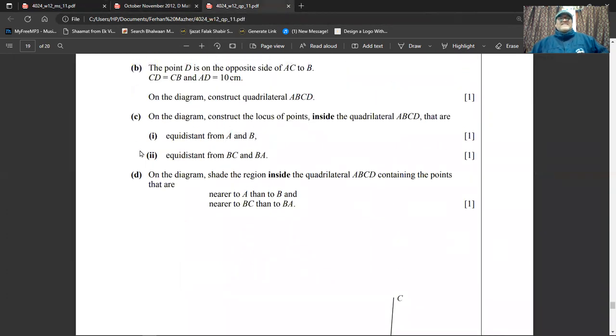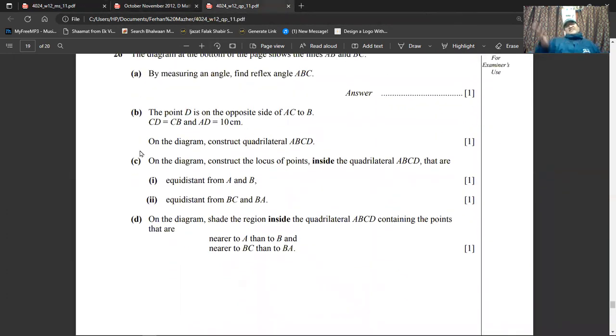Okay. Then they say, once the D is done and the quadrilateral is completed, on the diagram, construct the locus of the points inside the quadrilateral ABCD that are equidistant from A and B. When you are equidistant from 2 points, A and B, we always draw a perpendicular bisector of the line joining those 2 points.